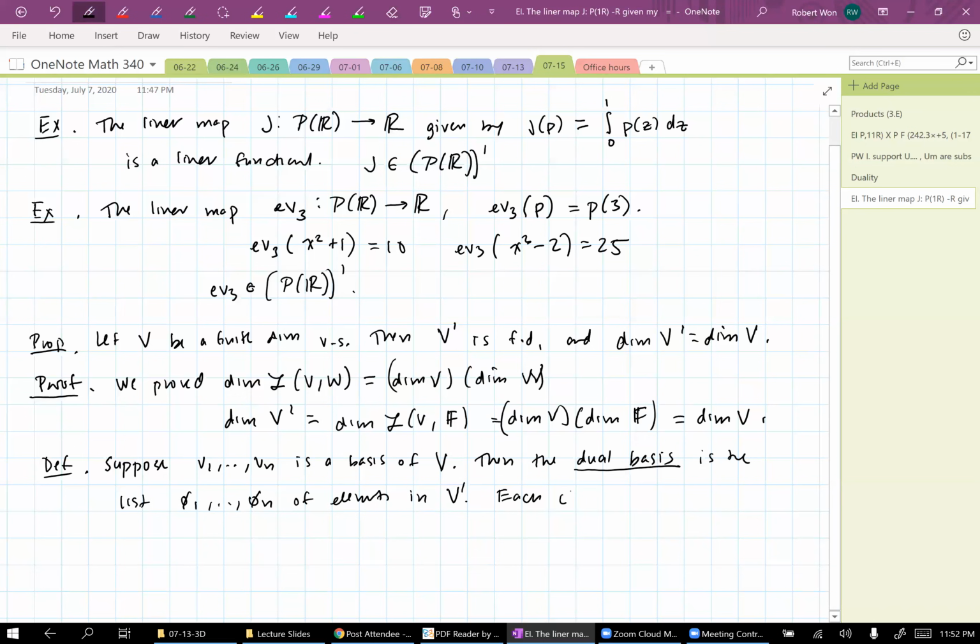Each phi j is in the dual of V, that means it's a map from V to F. So it's defined by, well, to understand a map from V to F, you just need to know what it does to a basis of V. So here I'm just going to tell you what it does to a basis of V. It sends vk to either 1 or 0. It sends it to 1 if k equals j. It sends it to 0 otherwise.